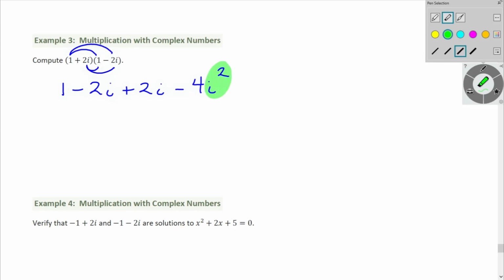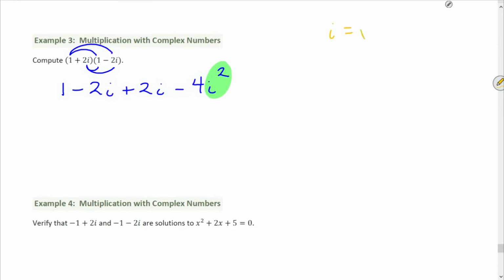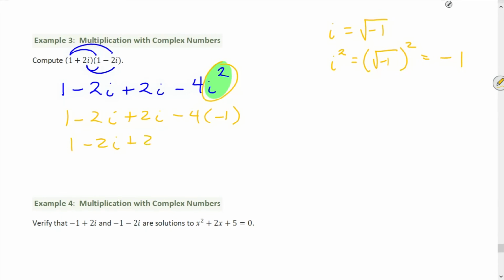I covered this a little bit earlier, but let's remember that i is the square root of negative 1, and so i squared must be the square root of negative 1 squared, which is negative 1. So if you ever see i squared, you'll plug in a negative 1 in for i squared. Let me just do that one step. Minus 4 times negative 1. So this negative 4 times negative 1 gives me a plus 4.